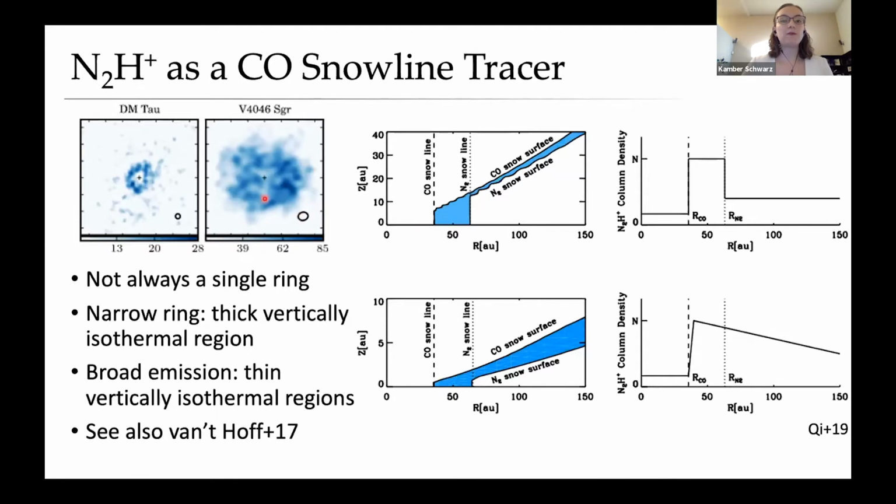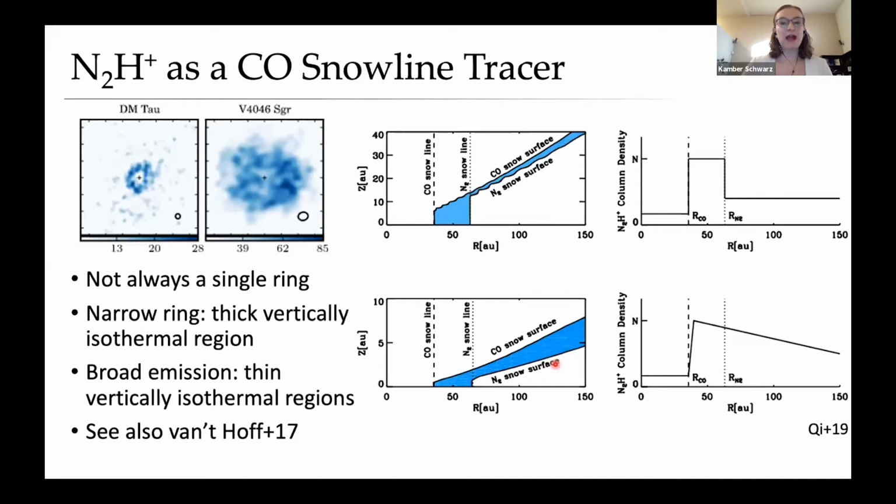When you have broader emission, they interpret this as being a thin vertically isothermal region, so that a large portion of your emission is coming not from between the midplane CO and N2 snow lines, but between the CO and the N2 snow surfaces. There's another paper led by Merel van 't Hoff in 2017 that also discusses additional complications of using N2H+ as a CO snowline tracer.